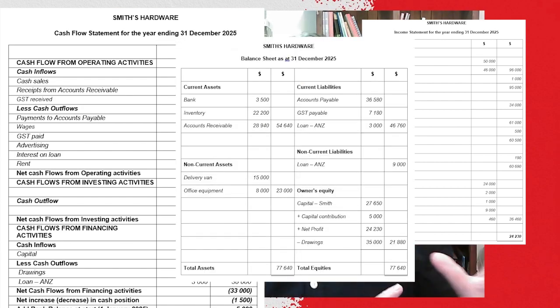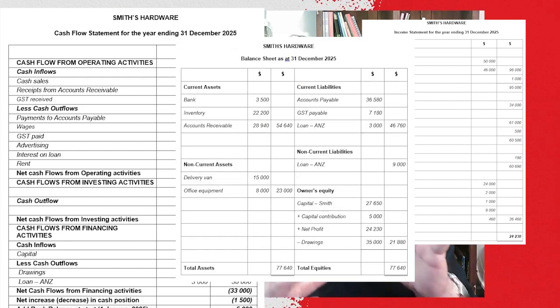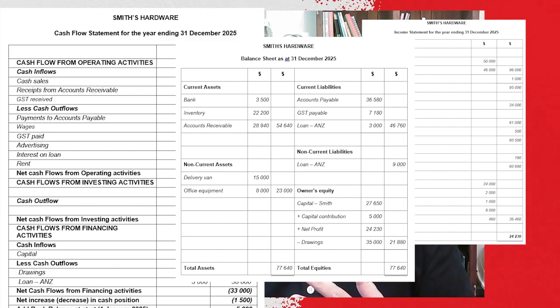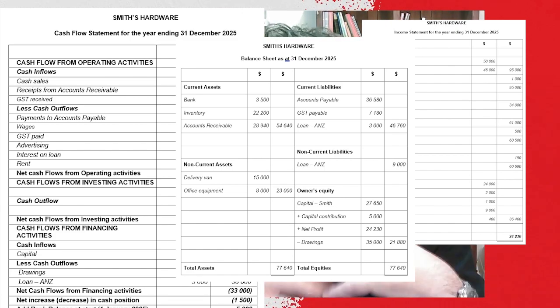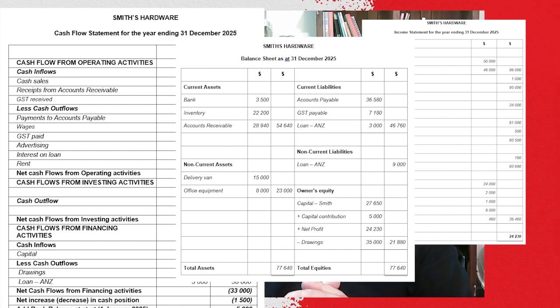We have done the balance sheet a little bit, so I'm going to spend a little less time on that one, but we are going to look at the cash flow statement. And we're also going to be looking at the income statement, and seeing how those tie in. So, without further ado, let's jump into it.